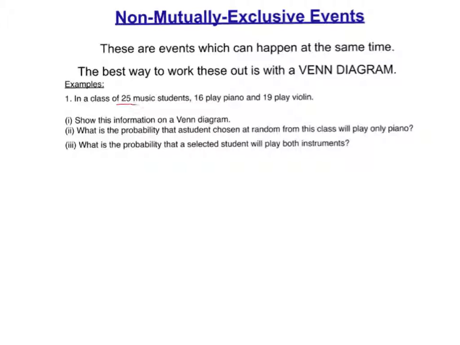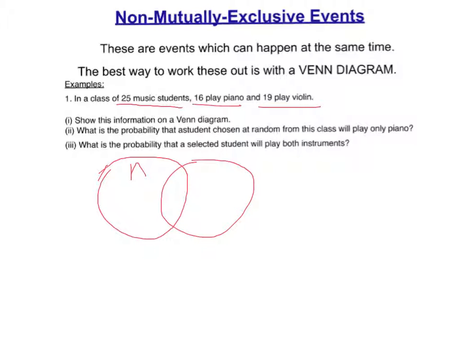In a class of 25 music students, 16 play piano and 19 play violin. So you can see if we were to add together 16 and 19, we would get more than 25 students. That means some students must play both. So to show that on a Venn diagram, we're just going to have two intersecting circles. One will be P for piano, and then this will be all the students who play violin, and then our intersecting section in the middle will be the students who play both piano and violin.